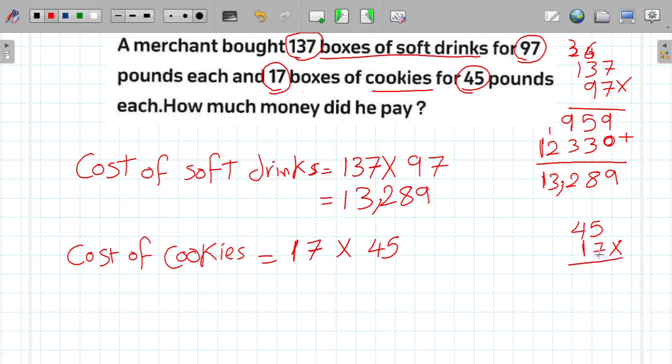So 7 times 5 equals 35. So I will write 5 and carry up 3. 7 by 4 equals 28, and 28 plus 3 equals 31. So I will write 31. Okay, and I will add the second number. So I will write just 0, and I will multiply by 1. So I have 1 by 5 equals 5, and 1 by 4 equals 4. And I will add the two numbers.